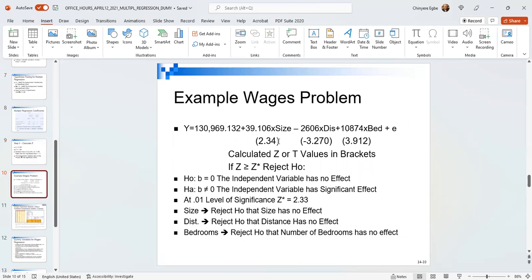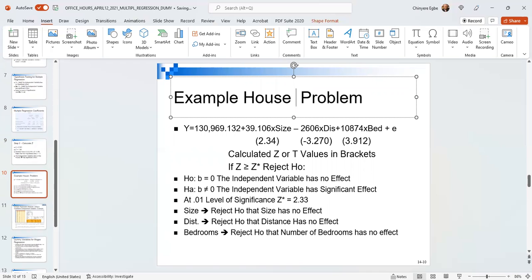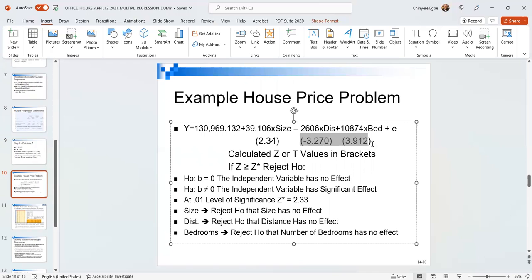So here's another example. This is the housing problem, not wages. House price problem, because we're looking here at size, and so you can see the Z calculations below. This is why we put those in brackets. Those are the Z calculations. So you have to use them, and what I want you to be able to do is to read off those Z calculations in brackets below and use them to test the hypothesis.